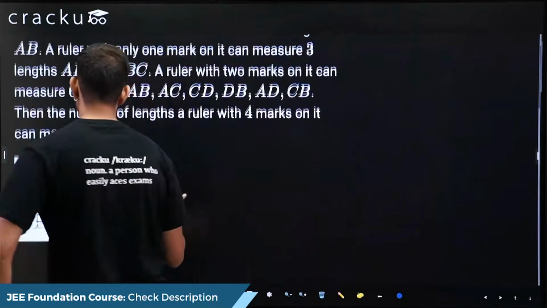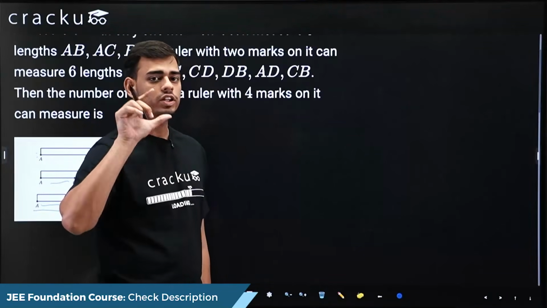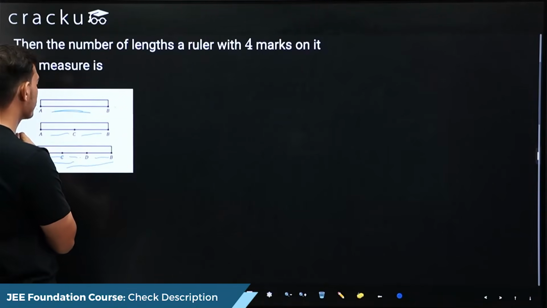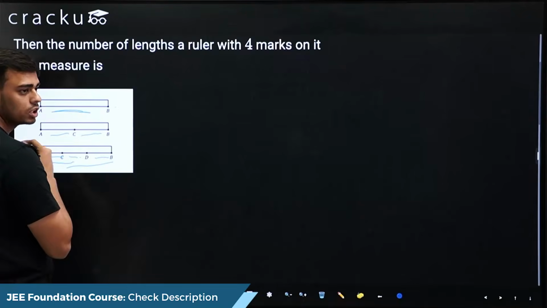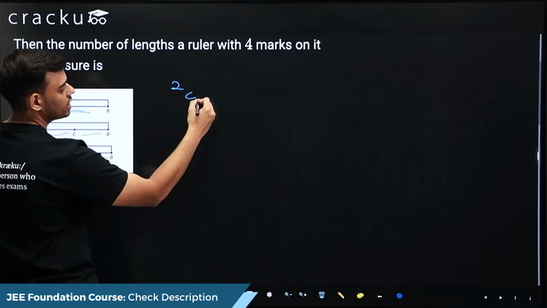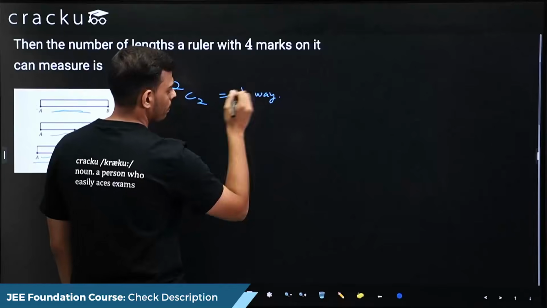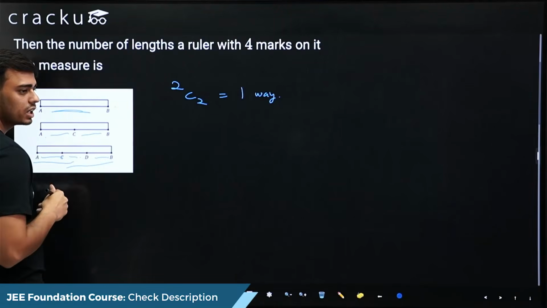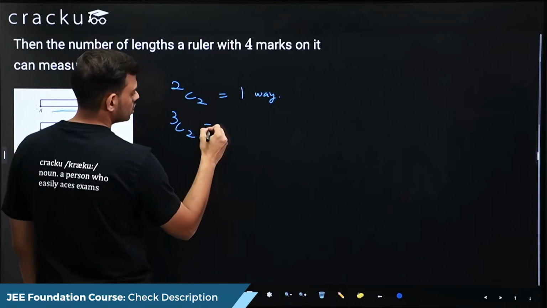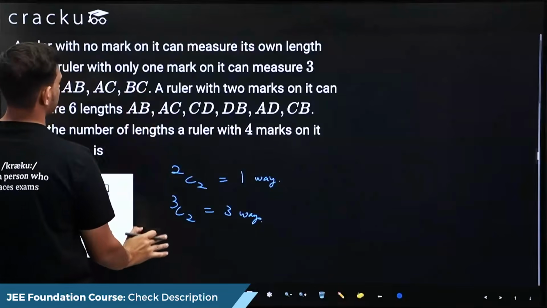Okay, so to measure between any 2 points, we need 2 points actually. To measure any length, we need 2 points. So by considering this ruler only, we have to take 2 points out of these points to measure something from it. We only have 2 points in the first. I'm taking 2 points out of this, that is 2C2, one way only. In this, I'm taking any 2 points out of 3, 3C2, 3 ways. It means I can measure 3 lengths, that is given to us.